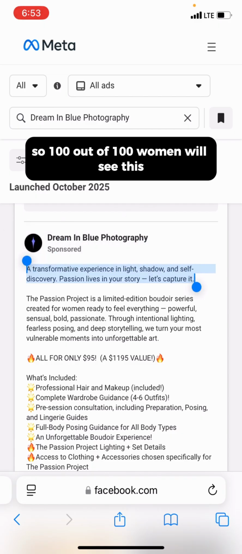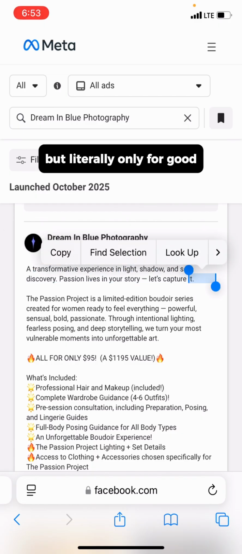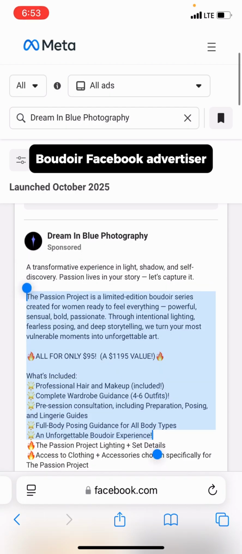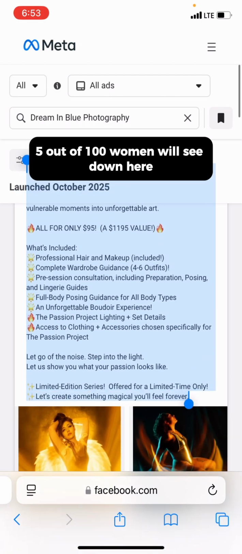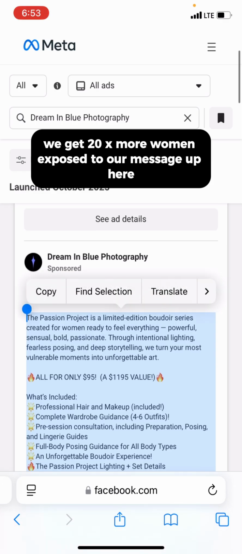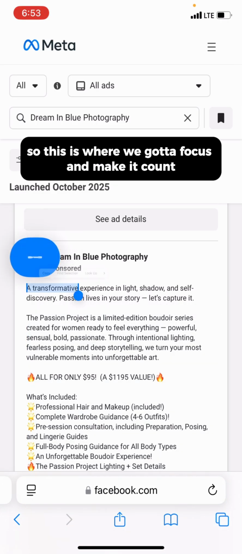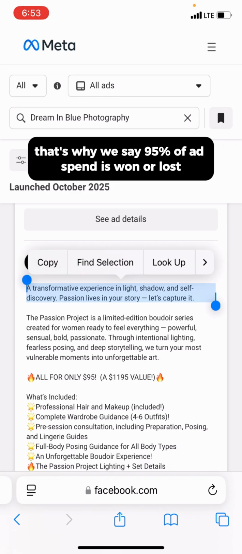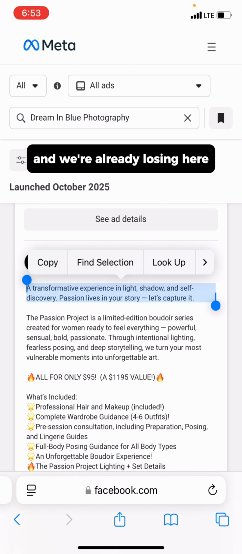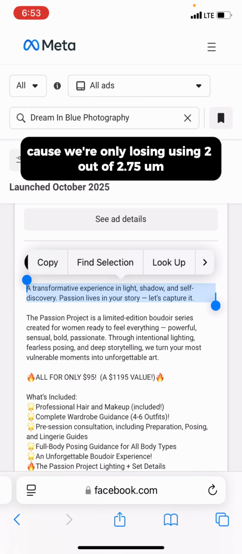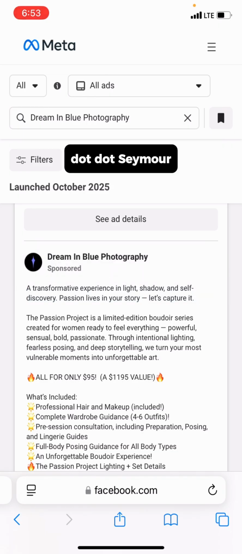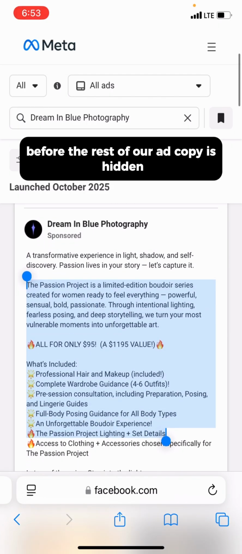So 100 out of 100 women will see this, but literally only for good Boudoir Facebook ad advertisers, 5 out of 100 women will see down here. So literally we get 20x more women exposed to our message up here. So this is where we got to focus and make it count. This is why we say 95% of ad spend is won or lost here in the see more headline. And we're already losing here because we're only using 2 out of 2.75 lines of real estate that we got before the see more and before the rest of our ad copy is hidden.